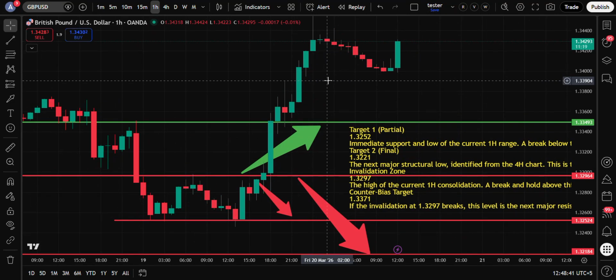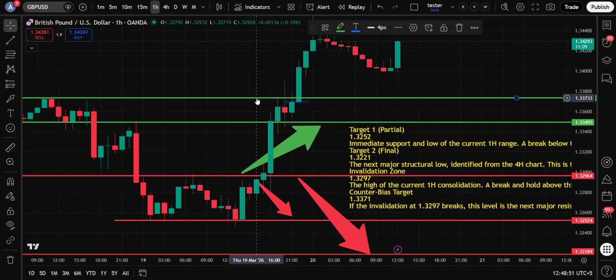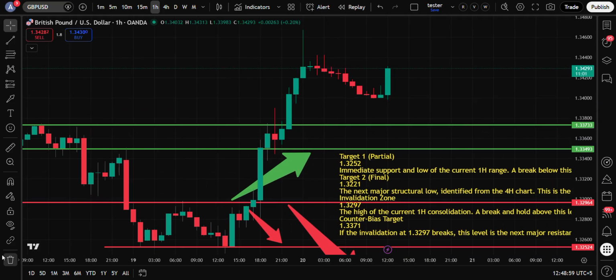So guys, yesterday we were selling this. I did mention a potential double bottom and we just broke above it. After breaking above that, guys, we went on to hit a bullish target and the AI's counter bias target was 1.33707, and even if we hit that as well and we went way beyond that as well, guys.